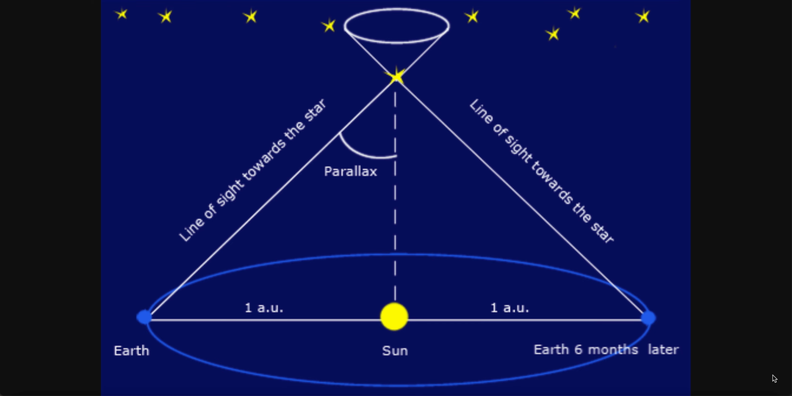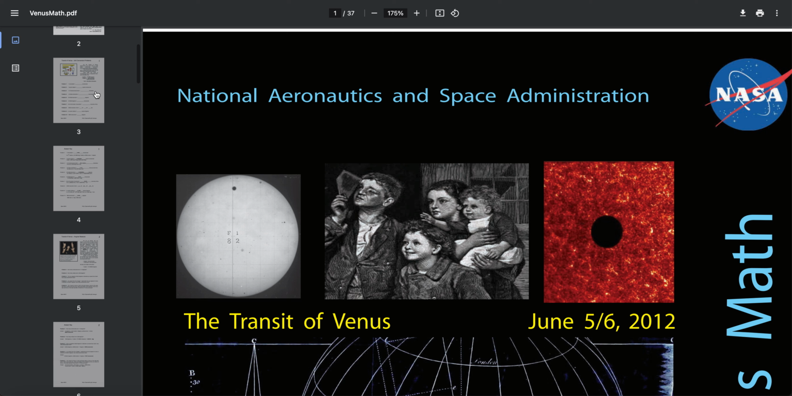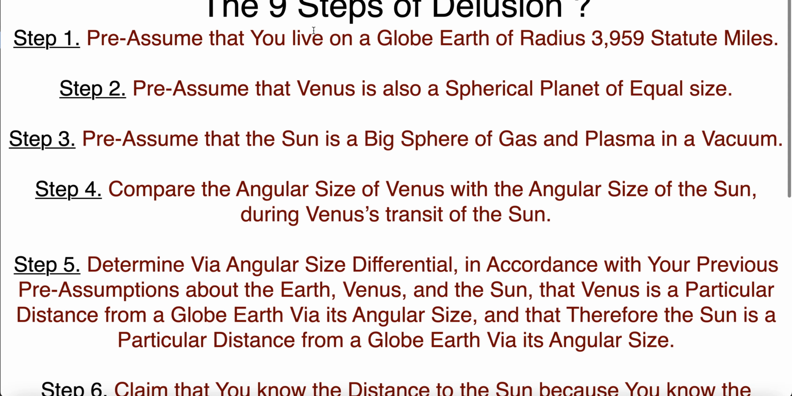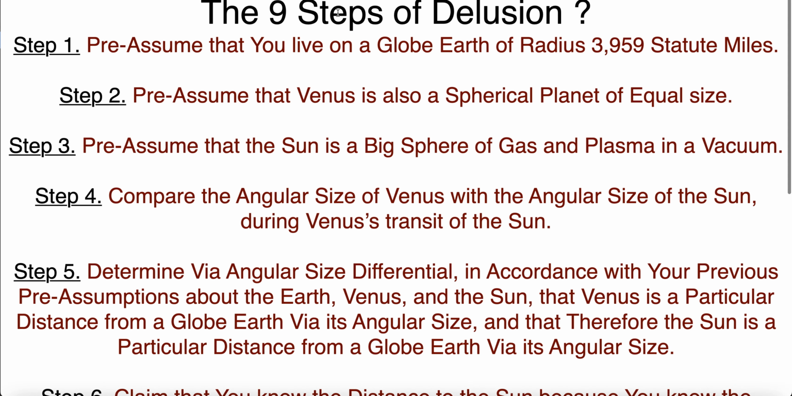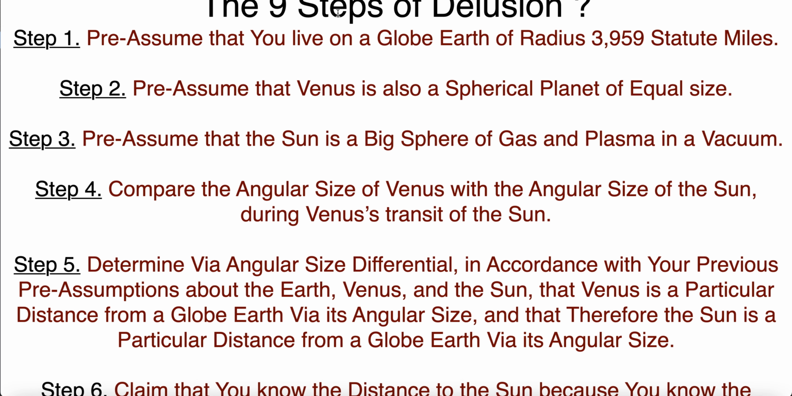Now that's an interesting one, right? 1 AU, right? This is from NASA. This is a special, I put this in the description. This is a special begging the question PDF. So you can beg the question along with NASA, right? So how did they determine this? I'm going to go through how they determined it. Then I'm going to show this and some of the other images I have, right? So the nine steps, let's bring it down a bit. The nine steps of delusion. This is the globe's nine steps of delusion for how you get distance to the sun.